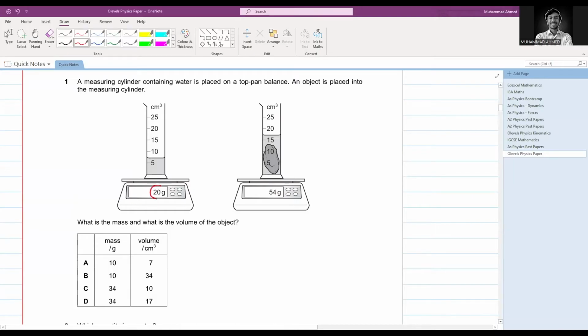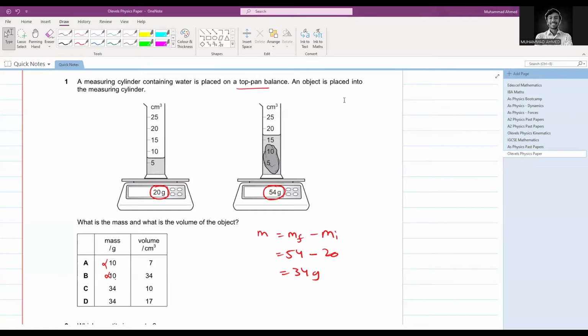First of all, let's calculate the mass. You will take the initial reading of the electronic balance and subtract it from the final reading, or you can say from the top pan balance. Mass is equal to the final reading of mass minus the initial reading of mass. Final reading is 54, initial reading is 20. The mass comes out to be 34 grams. If you see here, there are two options of 34 grams. A and B get cancelled out. So we will also have to calculate the volume.